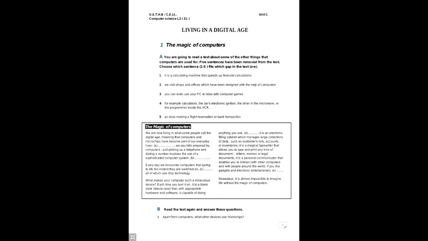The next one. We pay bills. So which present tense? Present simple. Okay, negative form. We don't pay bills. And then the interrogative form. Pay we bills? No. Okay. In this case, we say do. Auxiliary. Do we pay bills prepared by computers? Perfect. We don't have the verb to be.